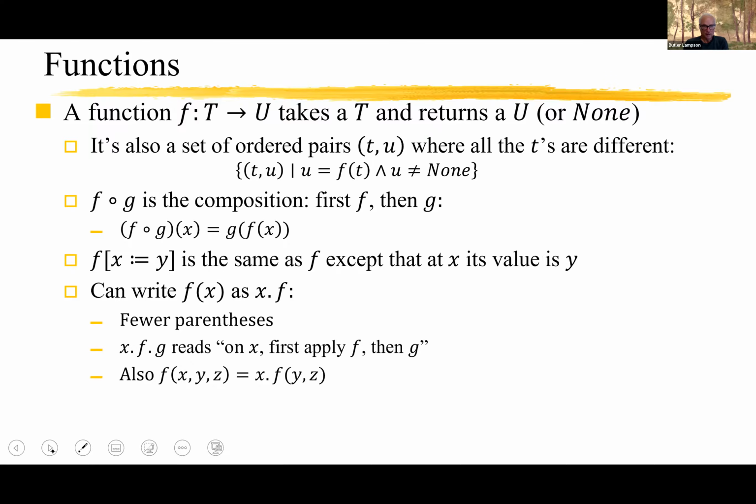Composition, we saw that in the case of the sequences, and here it is in general. f composed with g is the composition. First you do f, then you do g. So it's g of f of x.